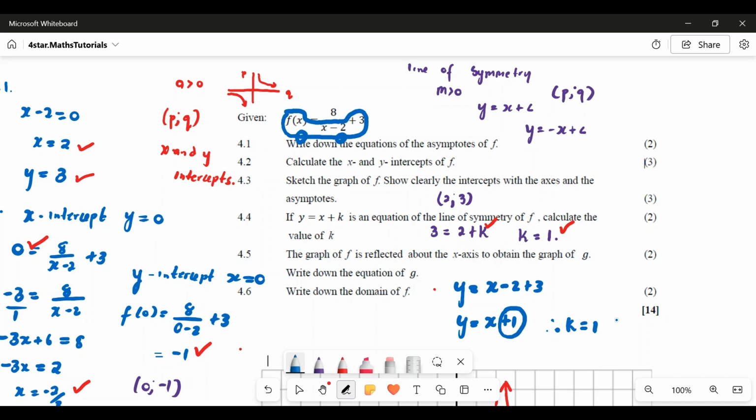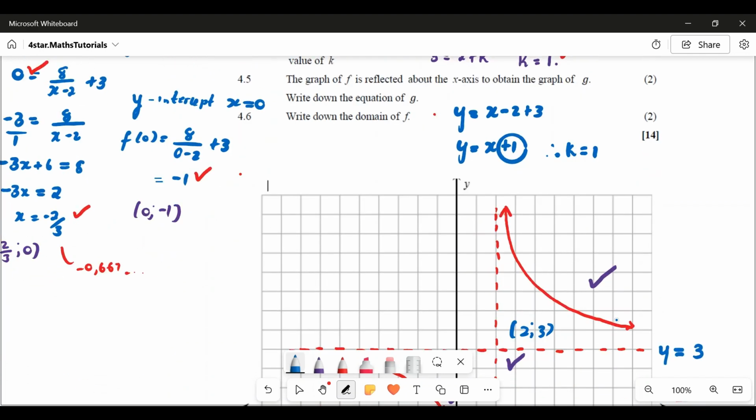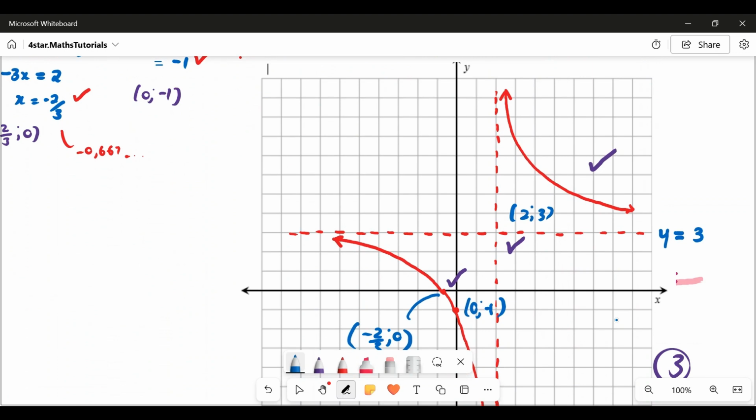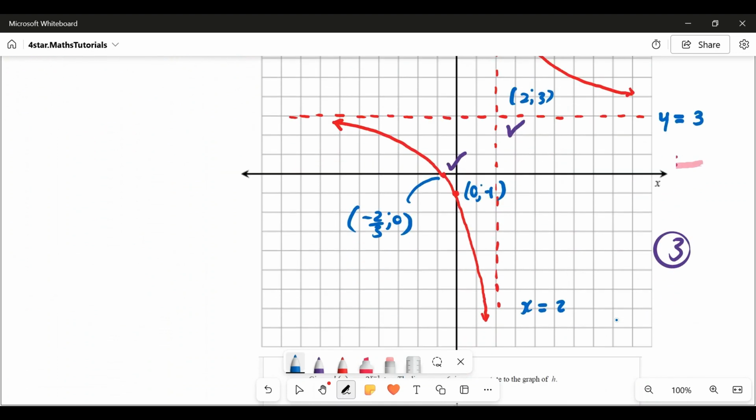Then we are also told this other information, the graph of f, question 4.5. The graph of f is reflected about the x-axis to obtain the graph of g. Let's talk about the reflection. When we are talking about the reflection here, we can think about the mirror. So we are having a reflection about the x-axis.